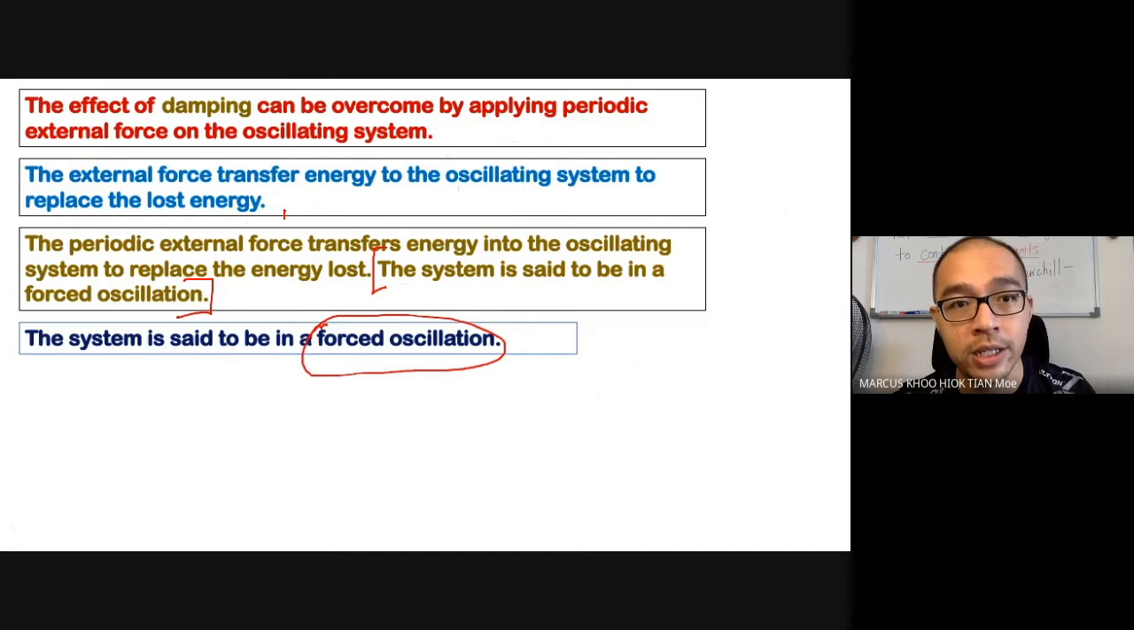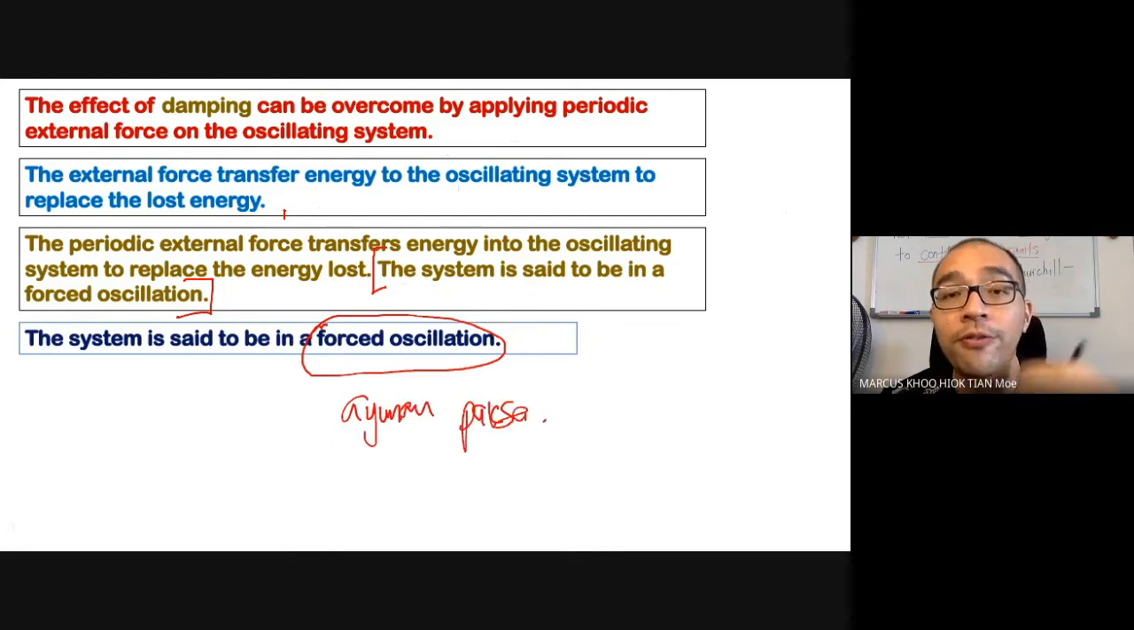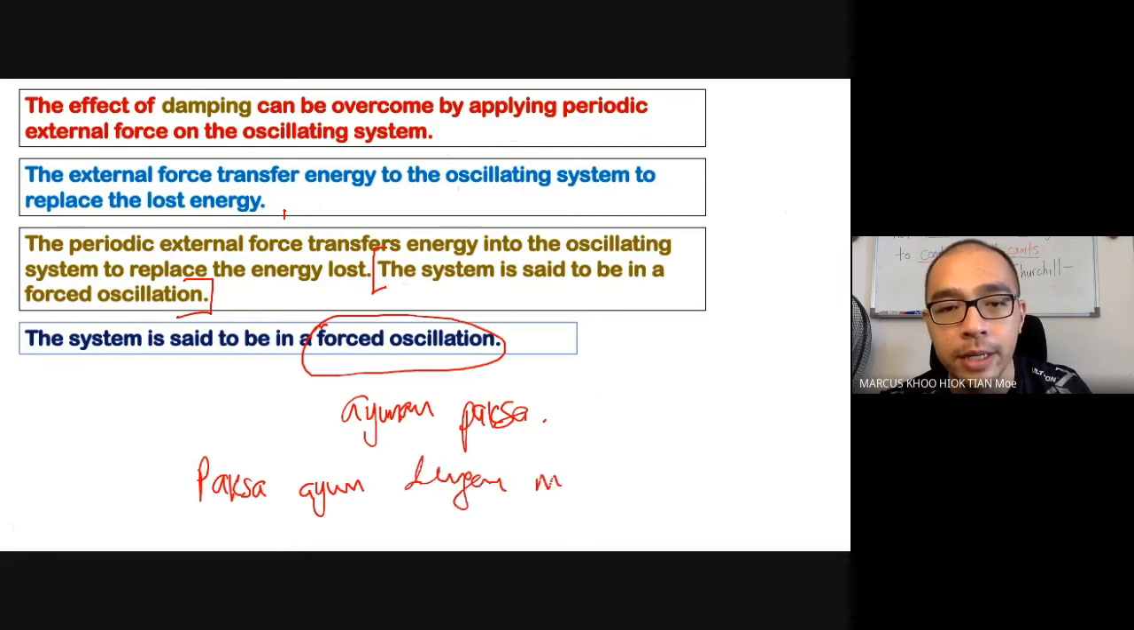A forced oscillation means it is not oscillating on its own, it is not moving on its own. We have to force it to move. In Bahasa Melayu, it's called ayunan paksa. We force it to oscillate by giving it more force. Quite interesting, kita paksa dia ayun dengan memberi daya, not dengan memberi paksaan.